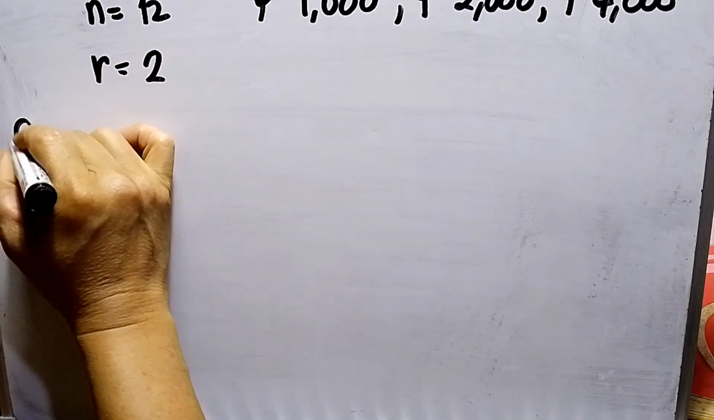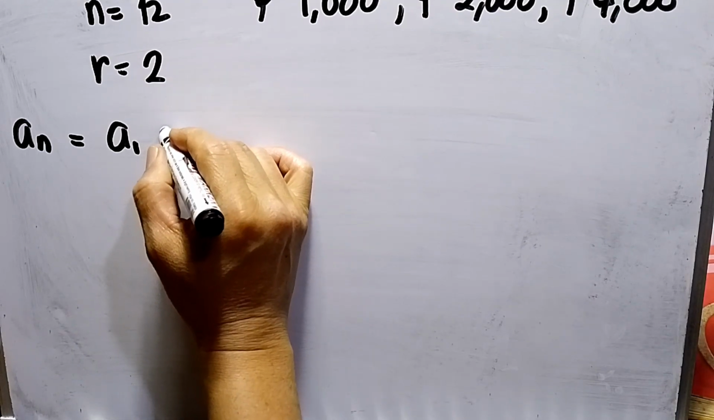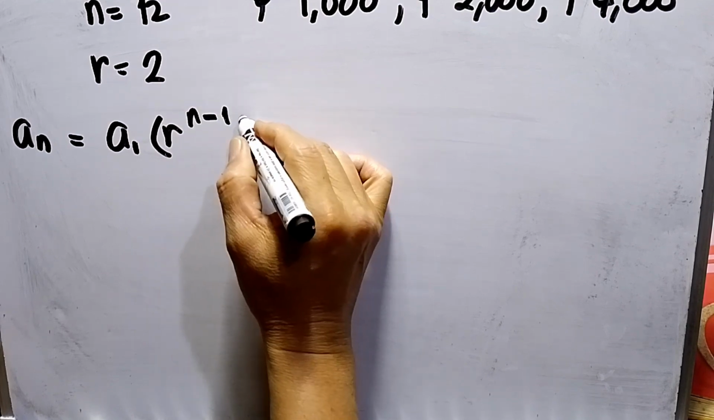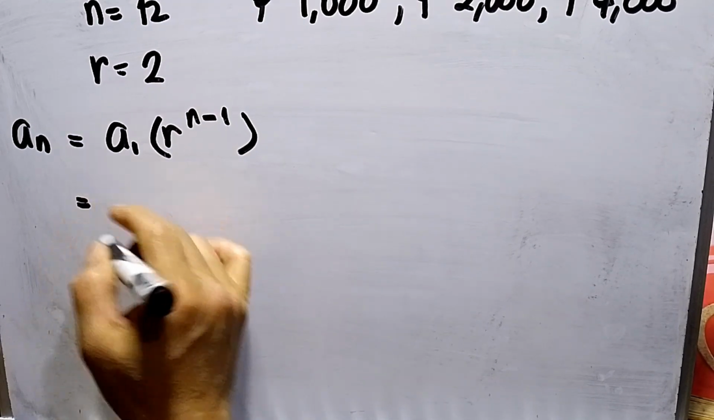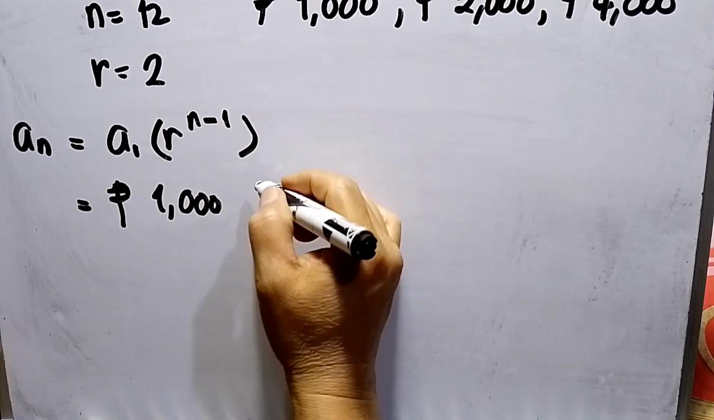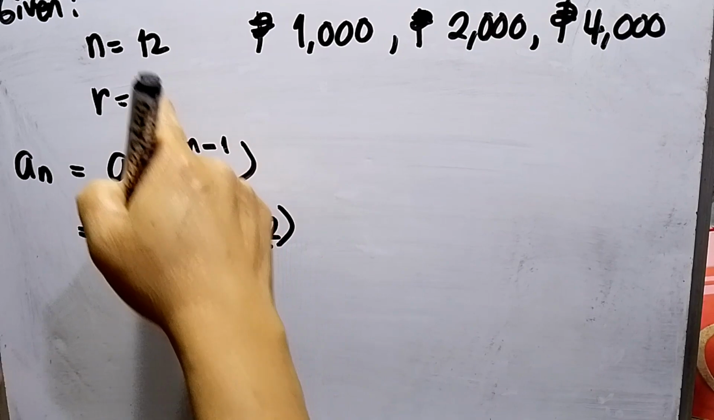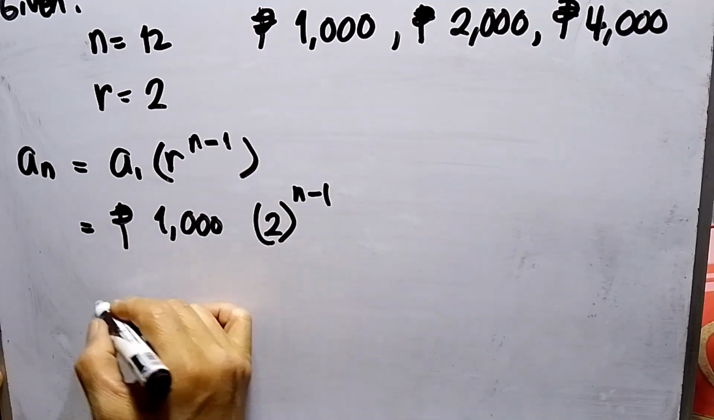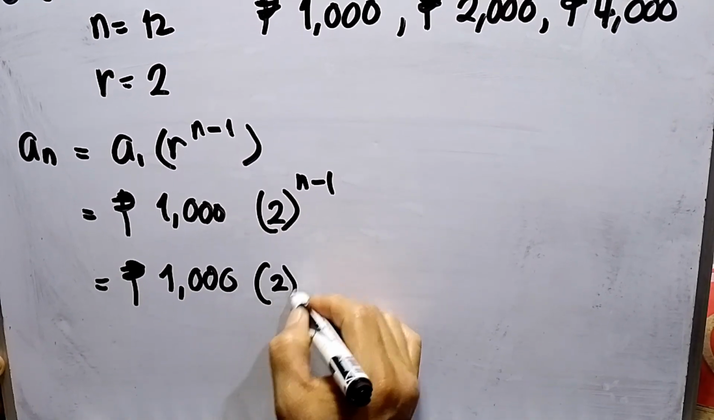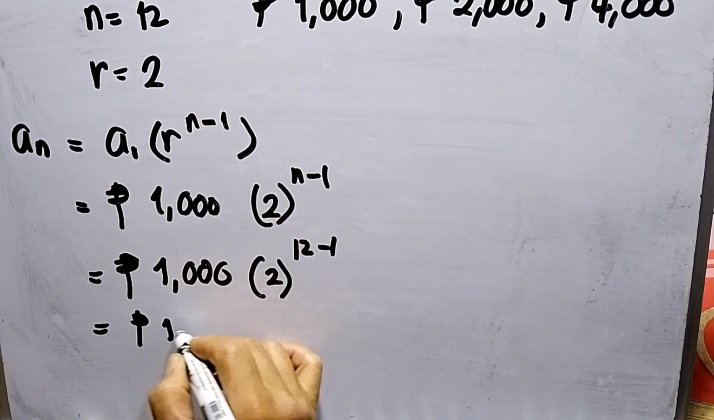So the formula is A sub n, or the last term, equals A1 times R raised to n minus 1. So what is my A1? That is 1,000. Then my ratio is 2, raised to the power of n minus 1. So 1,000 times 2, my n is 12 and then minus 1.